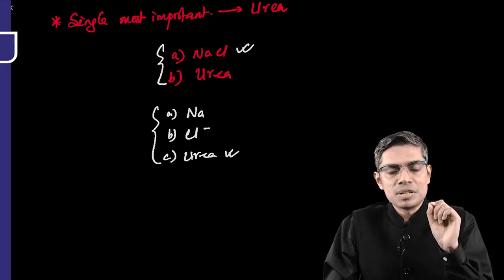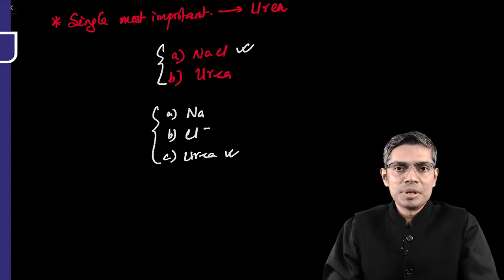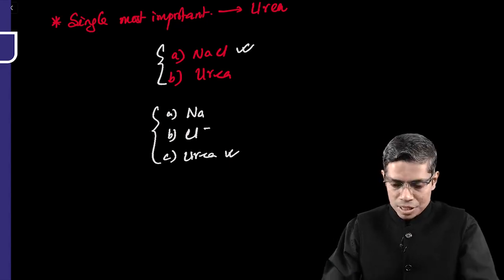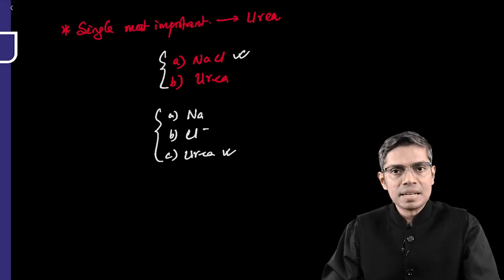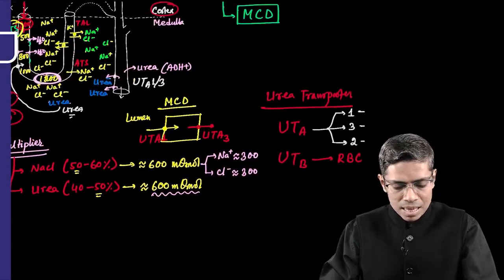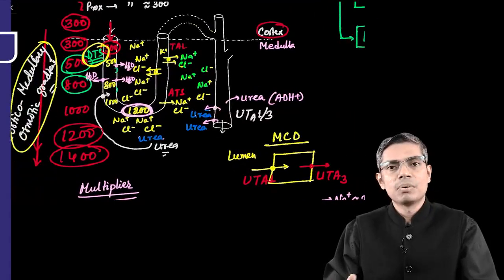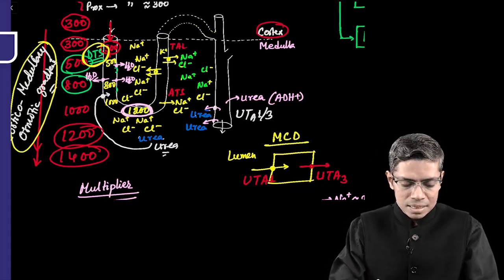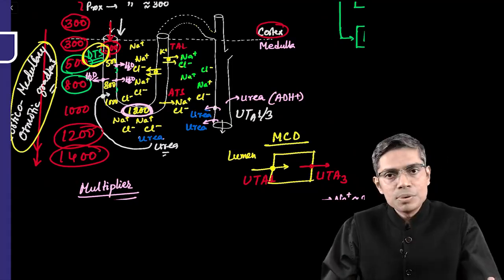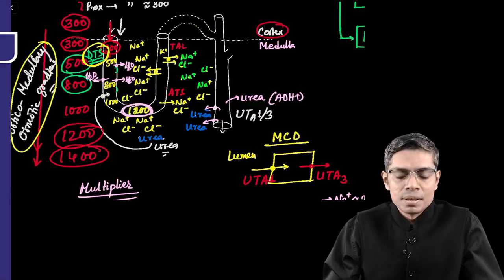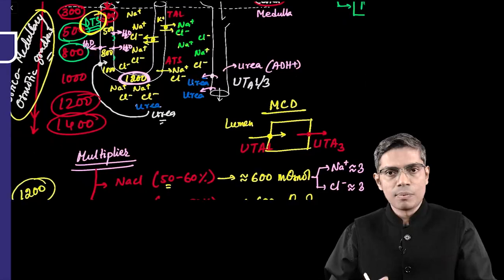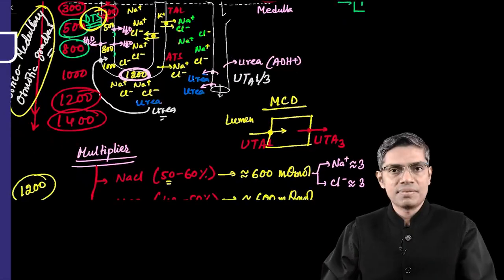Single most important is urea, which is reabsorbed from the medullary collecting duct. So this way you are generating medullary hypertonicity, and because of the generation of the medullary hypertonicity, what is happening? Water reabsorption is occurring in the descending thin segment and urine is getting concentrated. Now we will see this mechanism once again in a step-by-step fashion.